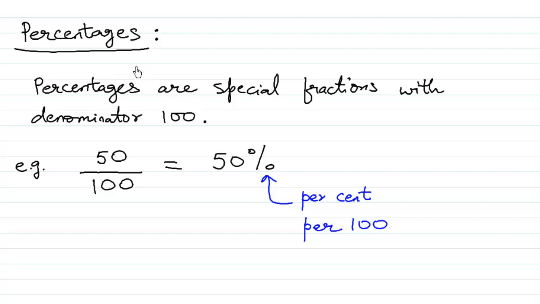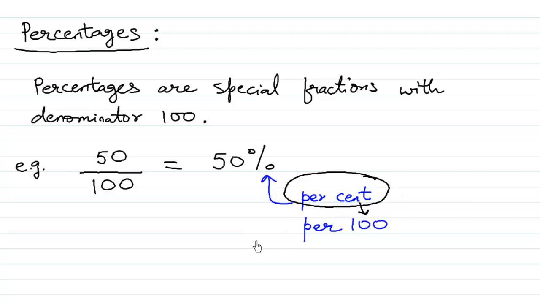So now we are going to see what percentages are. Percentages are special fractions with denominator 100. So whenever you see a denominator of 100, then we say that the numerator is that percentage. For instance, 50 out of 100 is nothing but 50 percentage. This symbol is that of percent.